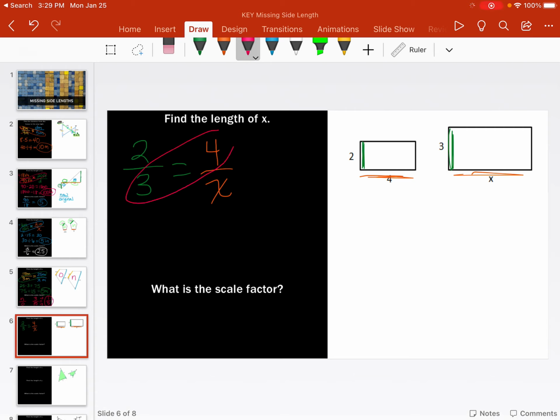Okay, we should be doing 3 times 4, which is 12, and then dividing by 2, which is 6. They didn't give us a unit, so remember, you just put U, or you can write the word units.